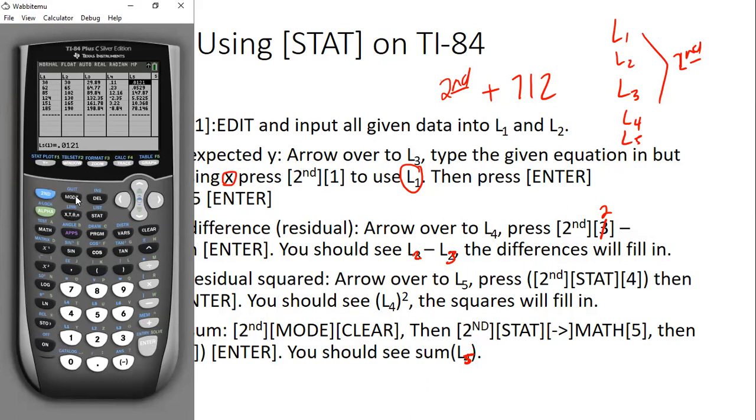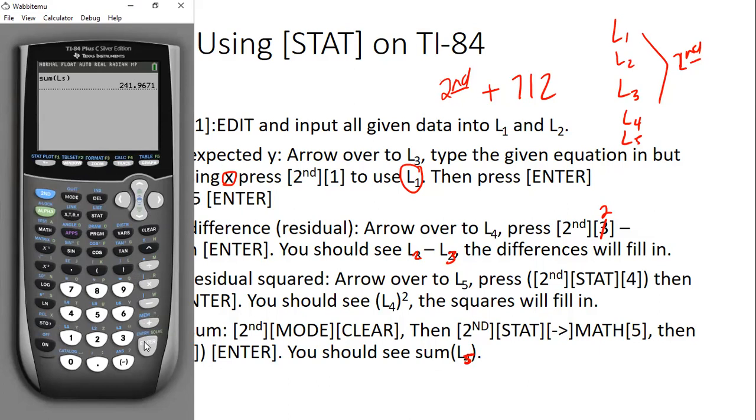Okay. I'm going to hit second mode. I have nothing here. I'm going to go second stat, arrow to the right to math, and I'm looking for the sum. So I press 5. And I want the sum of my list 5, so I'm going to press second 5 to have list 5. And it's going to calculate the sum. So my sum is 241.97.